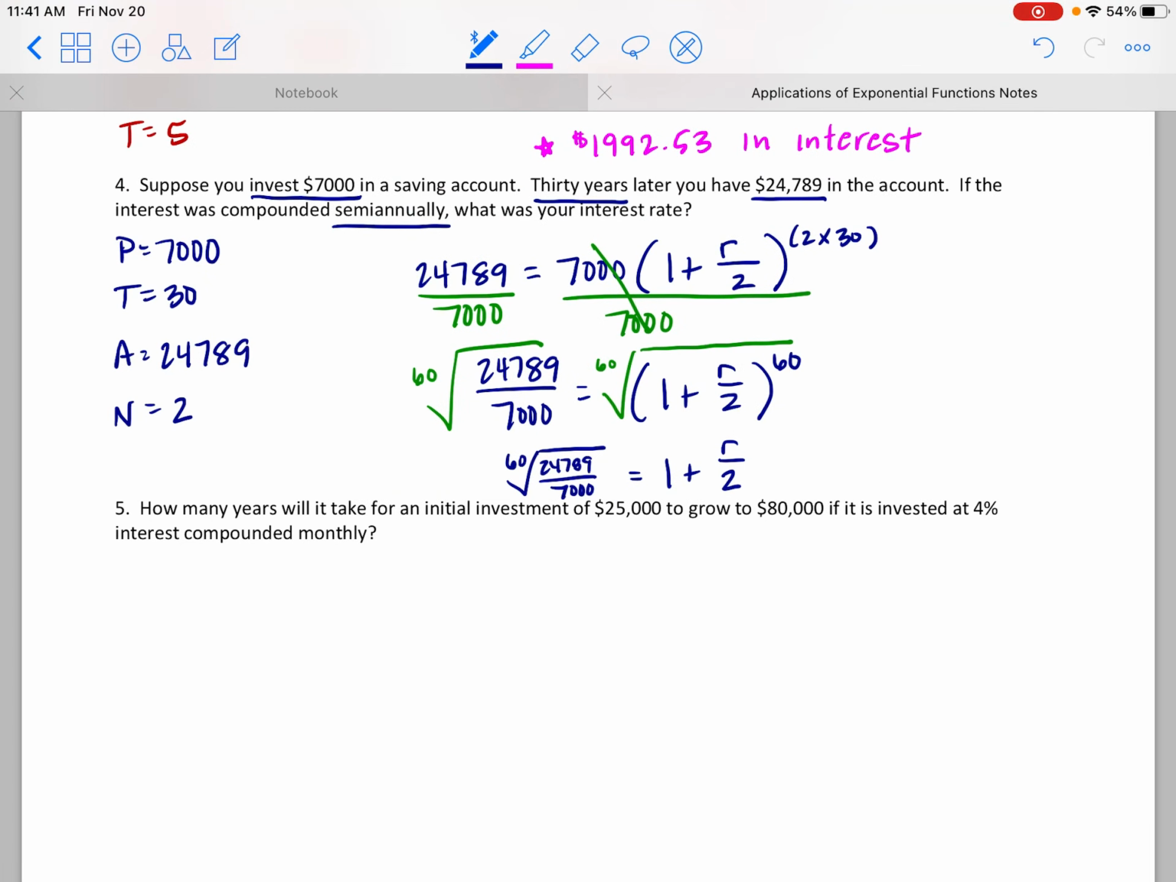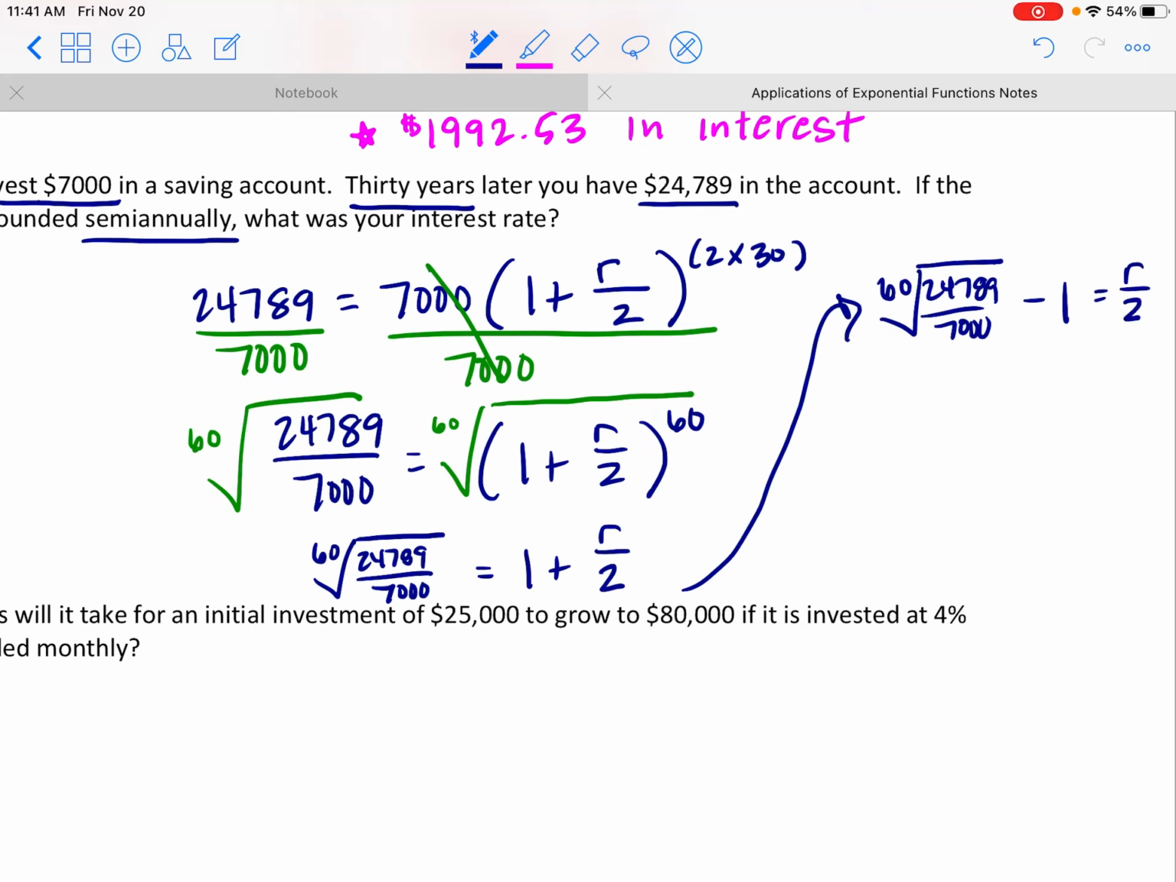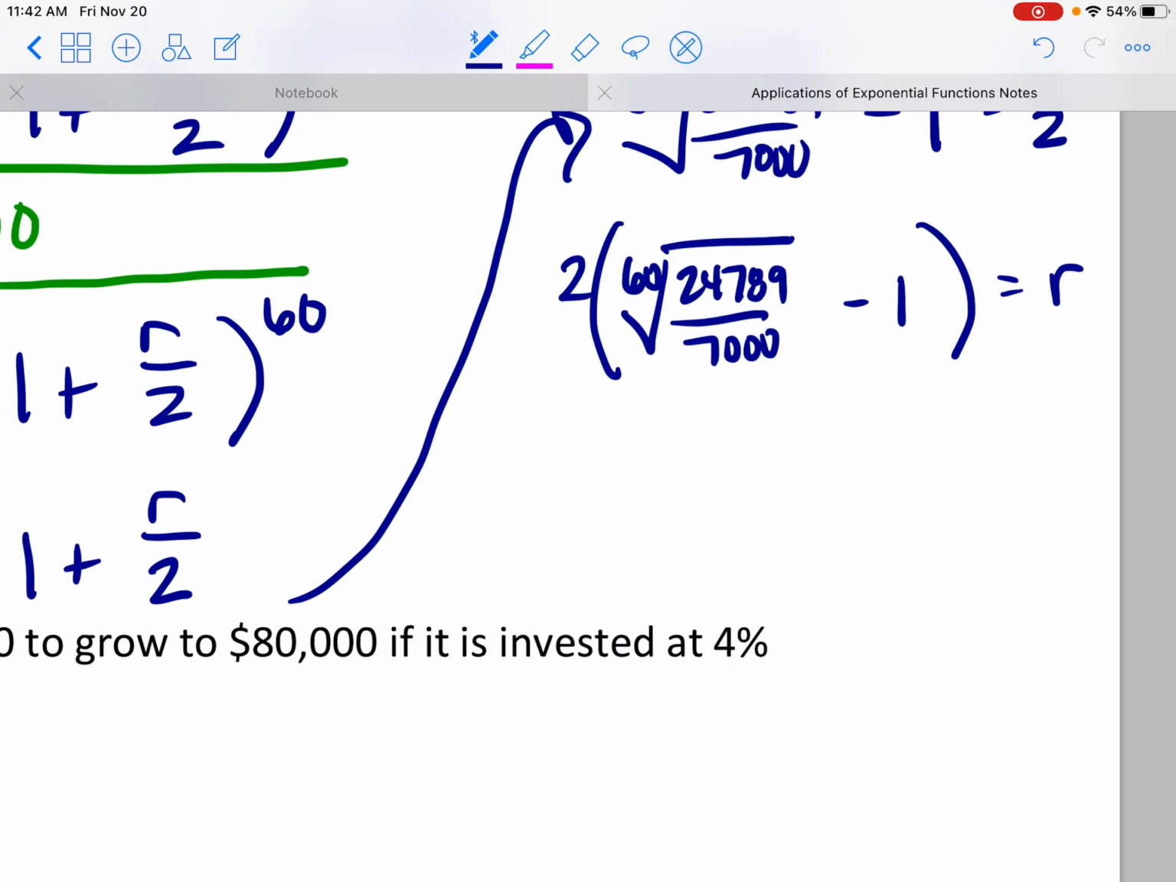Next step is subtract 1 from both sides. So subtracting 1 is going to give me the 60th root of 24,789 over 7,000 minus 1. And then it's going to be equal to, I still have r divided by 2. So my last step would be to multiply by 2. Now it's going to be the entire side. So it's 2 times the entire thing, the 60th root of 24,789 over 7,000 minus 1 is equal to r. So that was a mess, but doable.